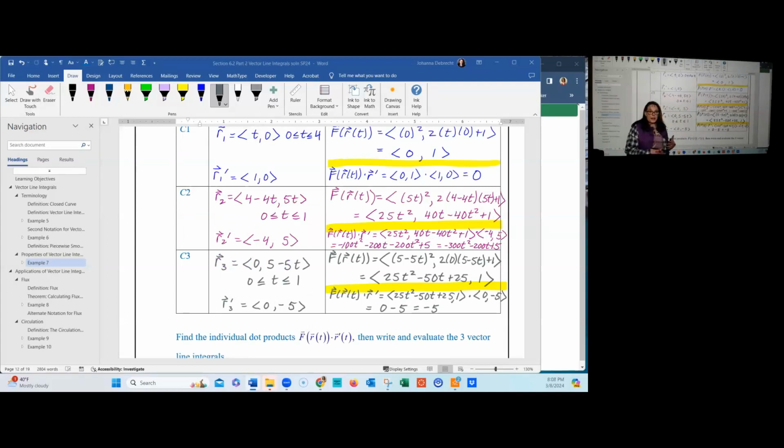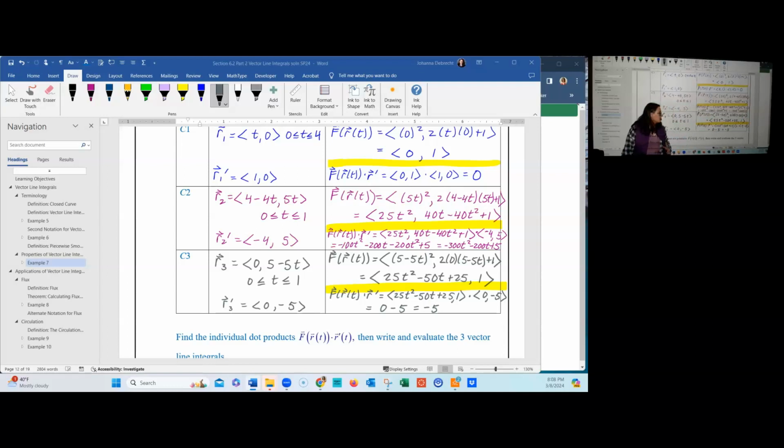When we compute f of r of t dotted with r prime of t from the first one, we're going to get 0, 1 dotted with 1, 0, which gives us 0 plus 0, which is 0. The middle one is the one that is the most difficult. We have f of r of t, 25t squared, 40t minus 40t squared plus 1, dotted with -4, 5. This gives us, when we simplify, -300t squared minus 200t plus 5.